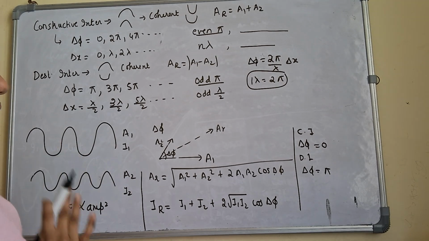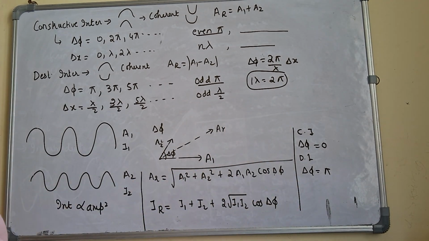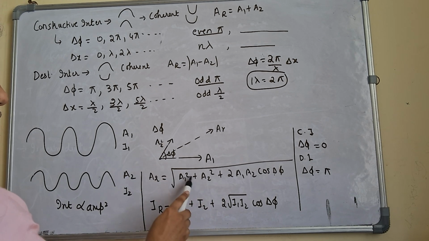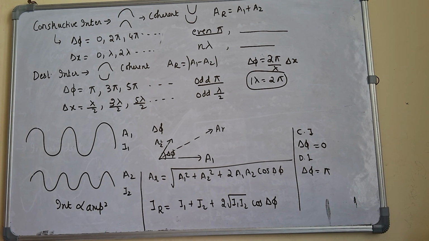Okay. Now this too is what you need to know. This is for any kind of interference. Special cases we have discussed. The resultant intensity will be I1 plus I2 plus 2 root I1 I2 cos delta phi. Don't get confused. There is no overall root here. There is only root here. Please write the formula properly.